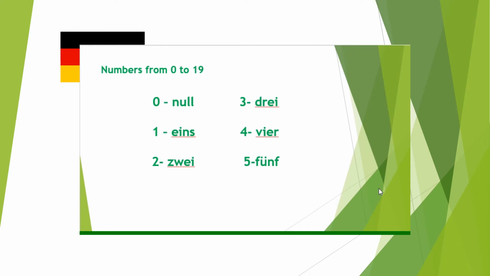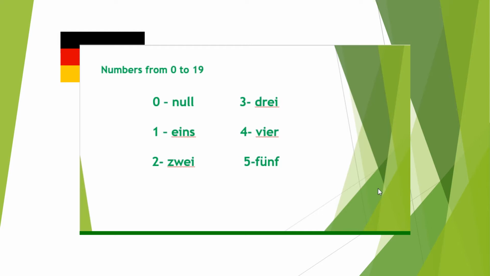So first of all, we learn the numbers from 0 to 19. So 0 to 19 follow a certain rule, and then we'll learn from 20 to 99, that will follow a certain rule, and then 100 to 999 and finally till 1000. So let's first concentrate on 0 to 19. So 0 in English, German null.